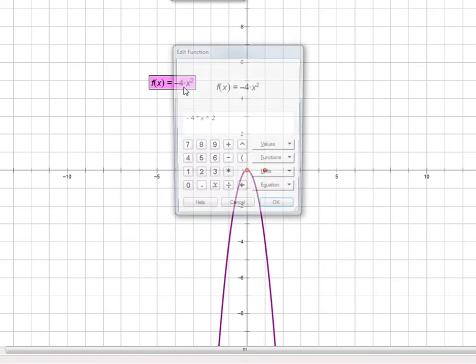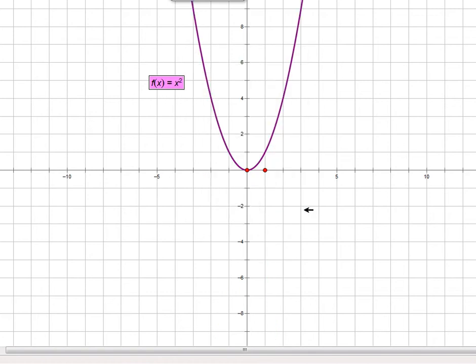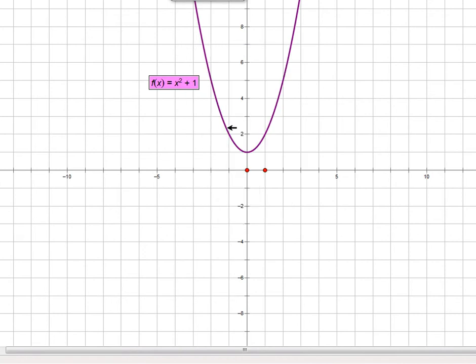So we've looked at having a number in front. Let's look at what happens if we have a number behind. So here's my original function, and let's put a number behind it. So like maybe x squared, and I'll put a plus 1. Enter. What happened? What went up 1?